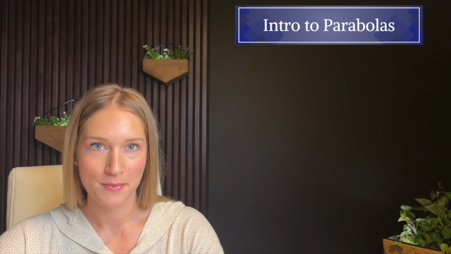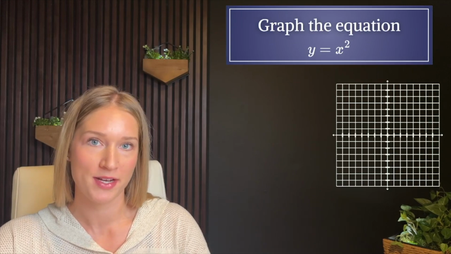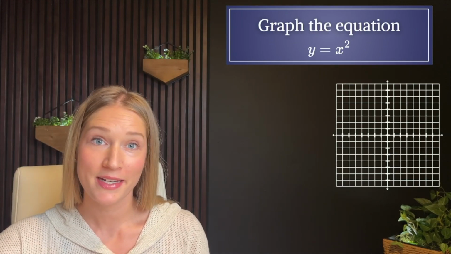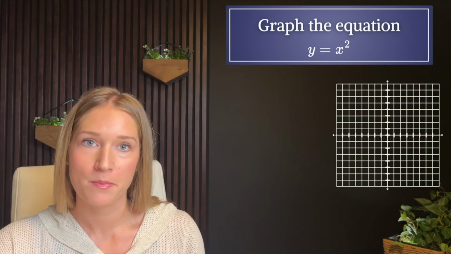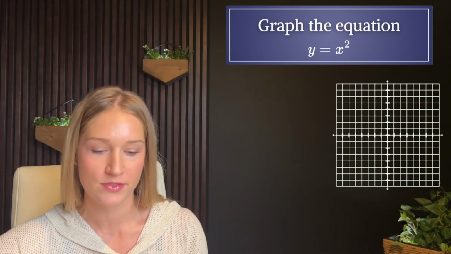Let's talk about parabolas. Parabolas are what we call the graph of a quadratic function, so something with an x squared or a second degree polynomial. To get an idea of what they look like, I'm going to do this first one and actually the next few examples by just using tables, and then we're going to talk about some key characteristics of these graphs.